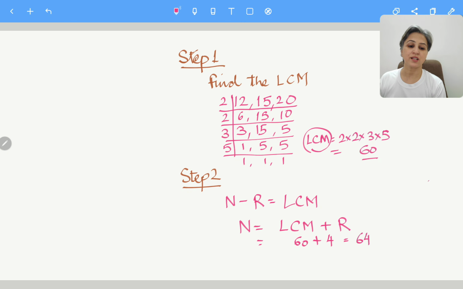Now you can also check this answer. 64 divided by 12, you get quotient 5 and the remainder is 4. If you divide 64 by 15, the quotient is 4 and the remainder is also 4. And if you divide 64 by 20, you get quotient as 3 and remainder is 4 again. So hence 64 is the number that we are looking for. Now this was when we have the common remainder, the same remainder across.